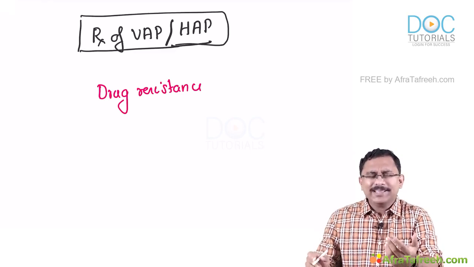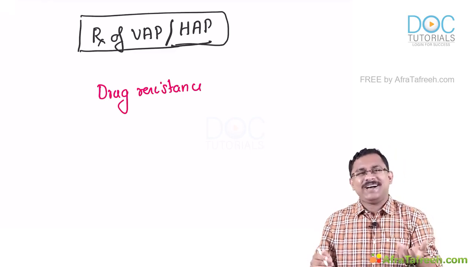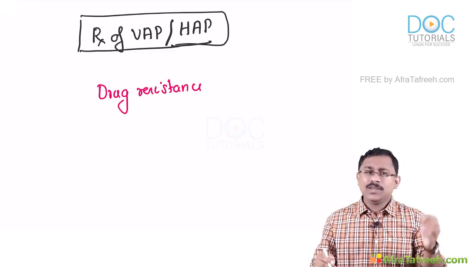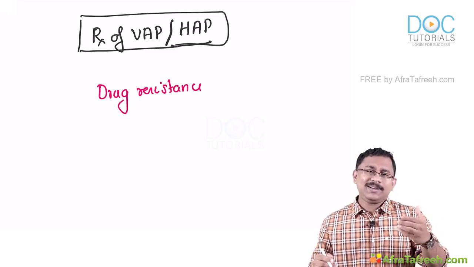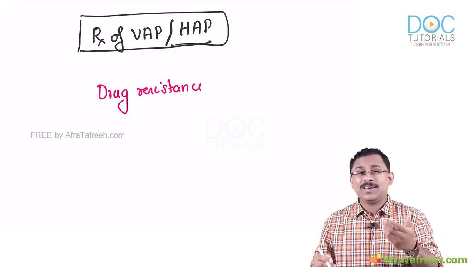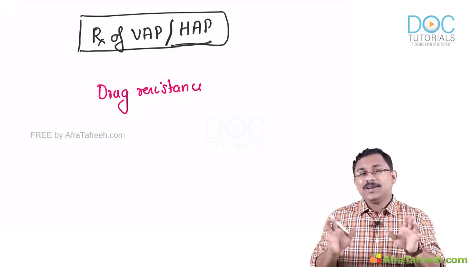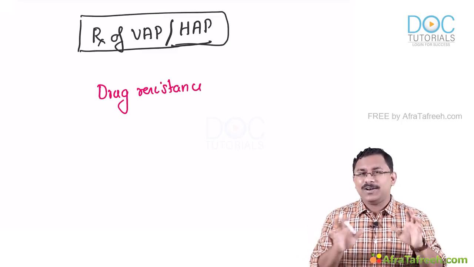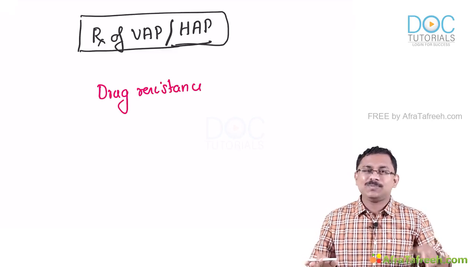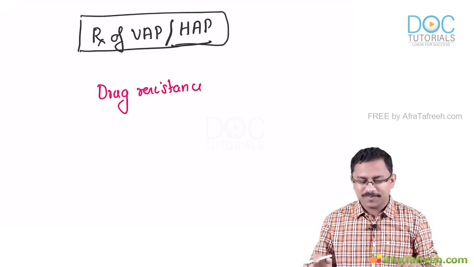So what are the organisms commonly implicated in VAP and HAP? See, you may have organisms which are responsive to antibiotics as well. Okay, it is not that all cases of VAP and HAP are due to drug resistant organisms, but again a significant chunk are.